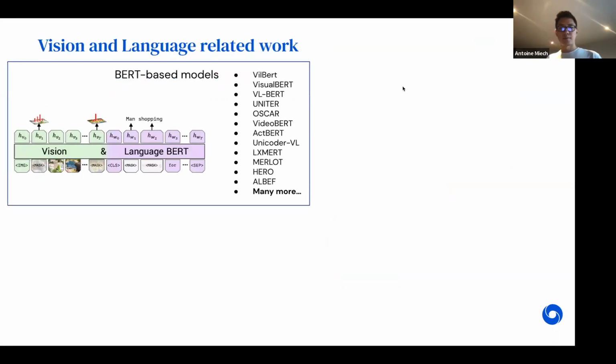Now, before I go and describe the Flamingo approach, I will do a brief overview of the vision and language related work, which nowadays is a very popular field. One family of approaches which has been very popular since 2018, I would say, are the models based on BERT-like models. Here I've tried to list a bunch of them, and I know I must have missed some of them.